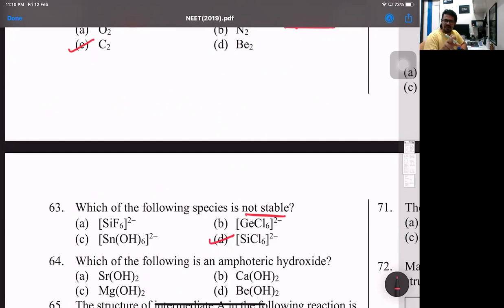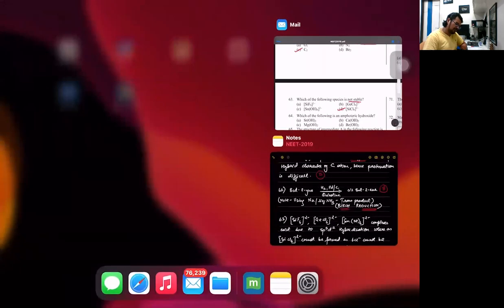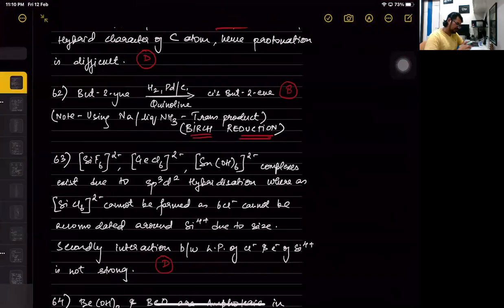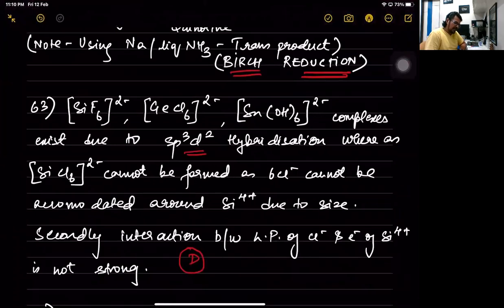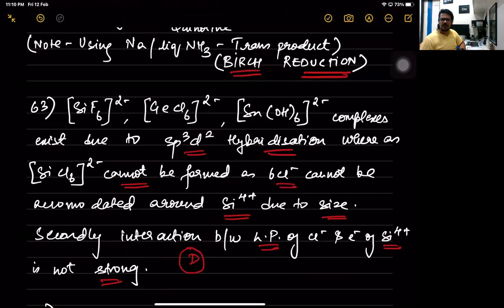It's a line basically where A, B, C can be formed by sp3d2 hybridization. All have coordination number of 6. So 63, if you observe, look at that. They are formed by sp3d2. Now this cannot be formed because the 6 chloride cannot be accommodated with silicon due to its size. And secondly, the interaction between the lone pair, each halide will have 3 lone pairs, and the electrons of silicon is not strong. Their attraction is not stronger. In fact, there is more repulsion there. Okay.